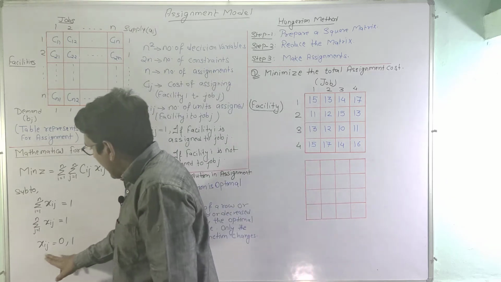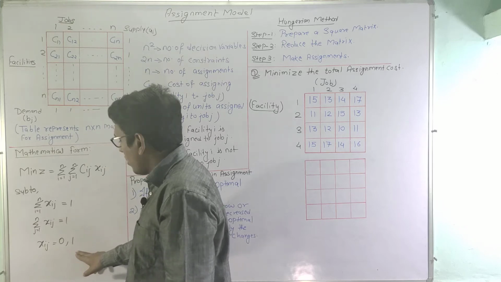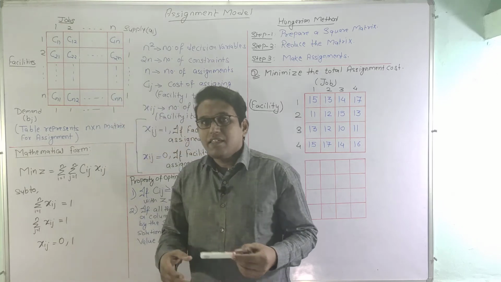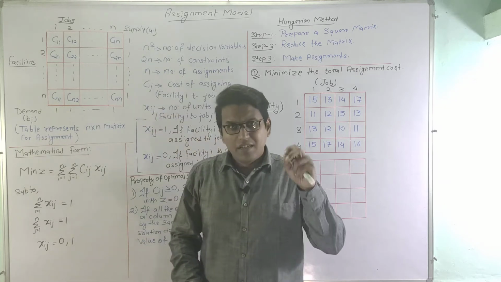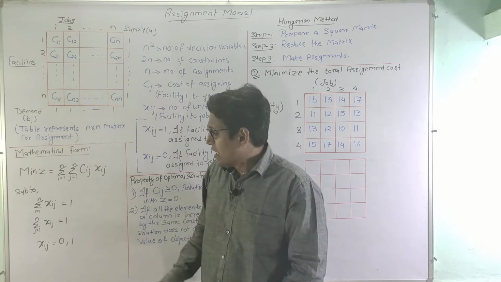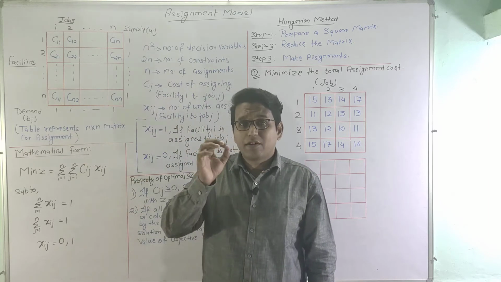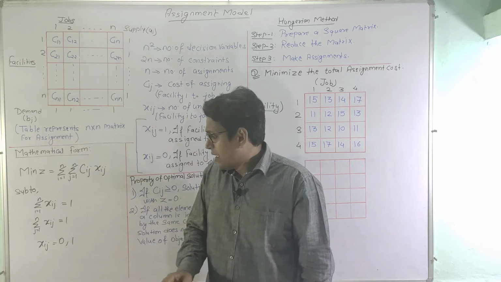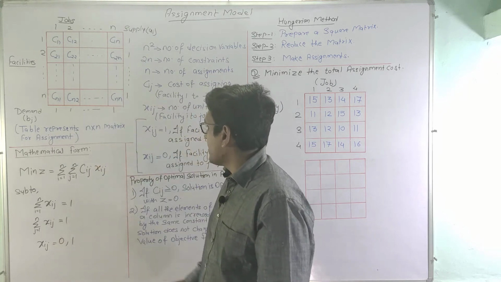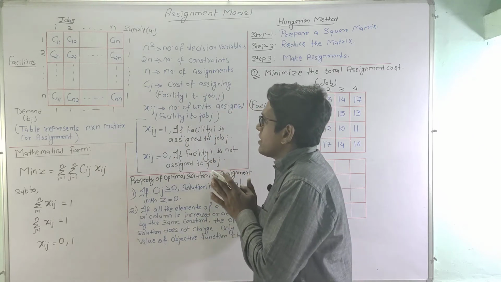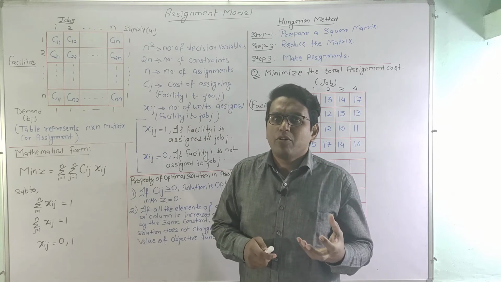And as we have discussed, xij can be equal to 0 or 1. So xij is the quantity we assign. The cell in which we are assigning, the value of xij will be 1, and for the remaining cells in that row or in that column it will be equal to 0. So this is clear.